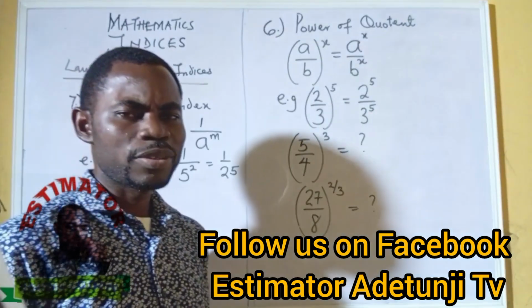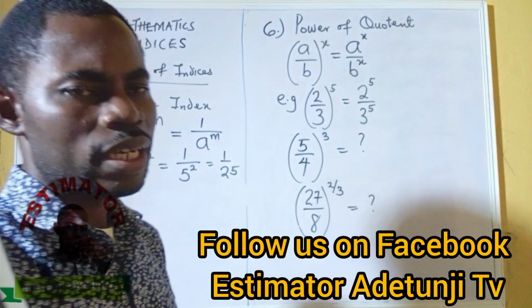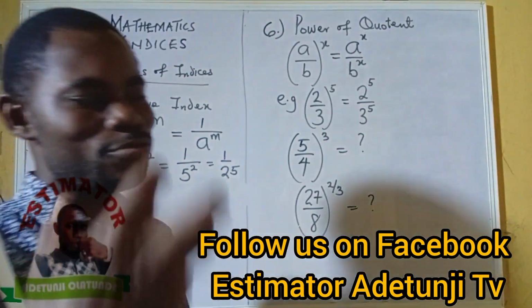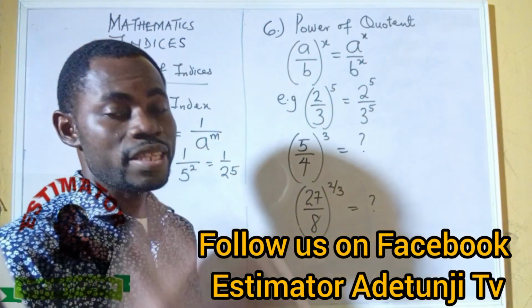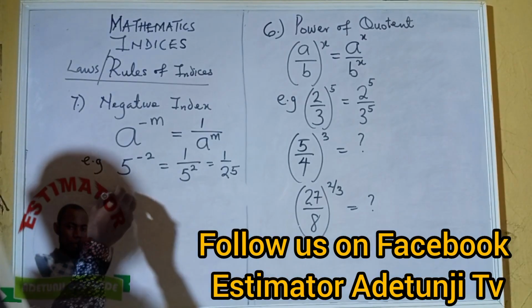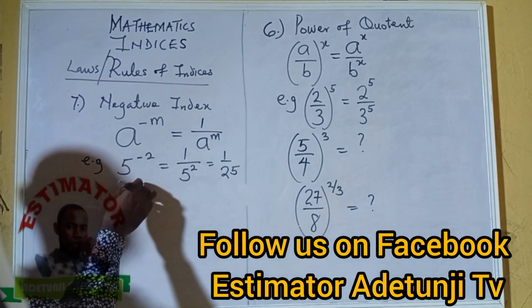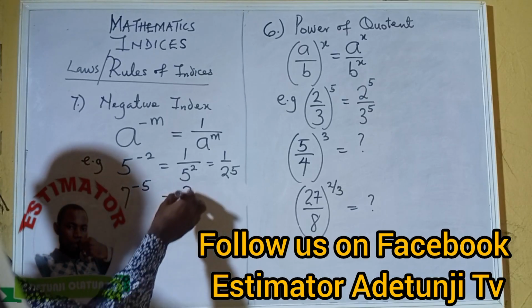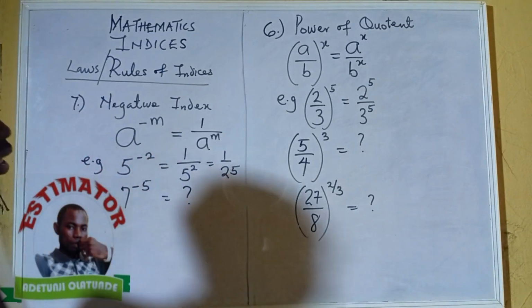I don't want to mention that one now because that one will lead me to the next rule. I want it to be orderly. I don't want rules inside rules. I want the rules to be independent right now. So now your own task will be: if I have 7 exponential negative 5, what will be the answer? Put your answer in the comment box.